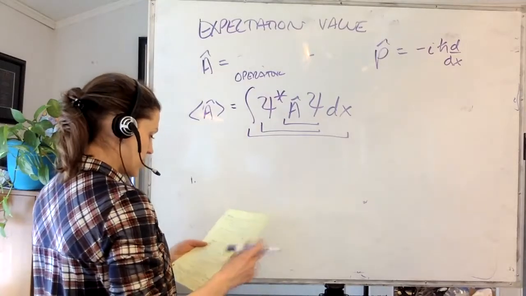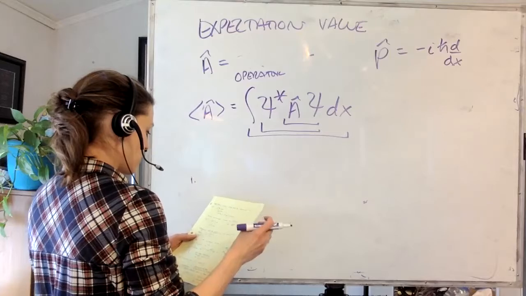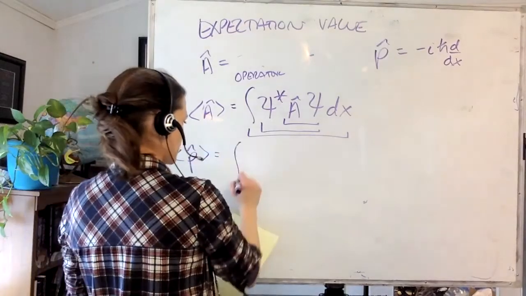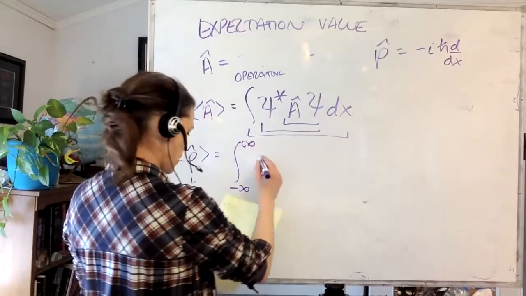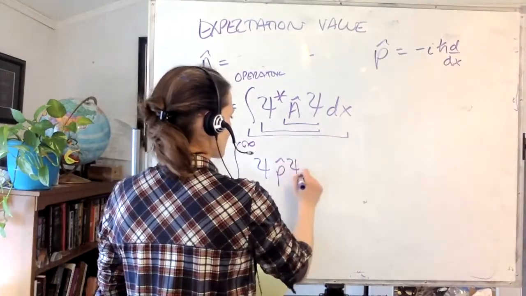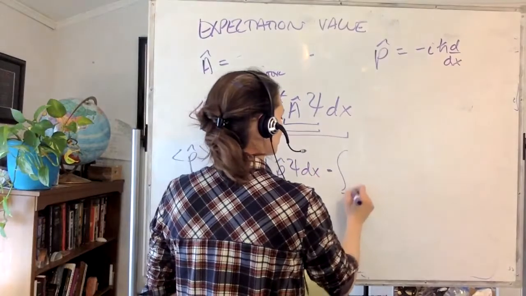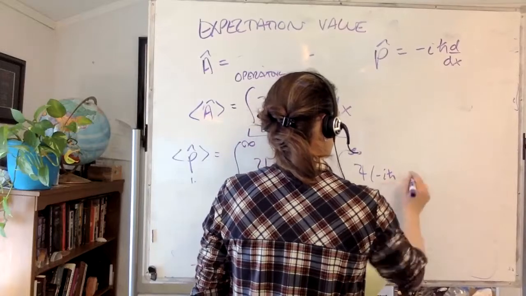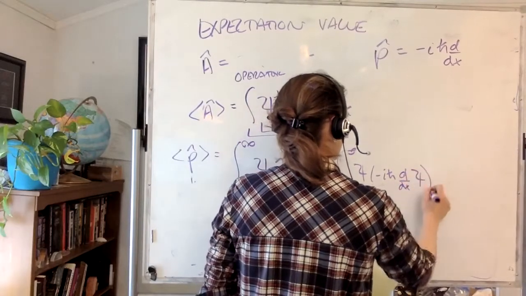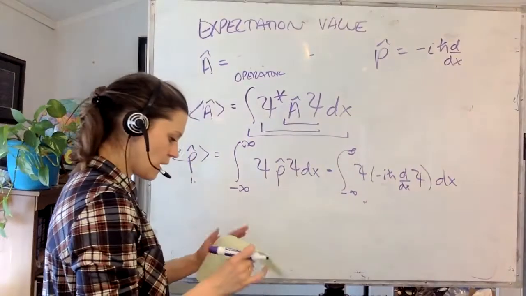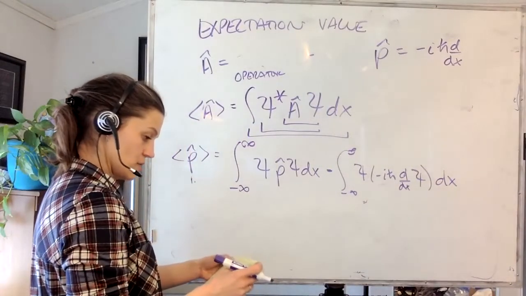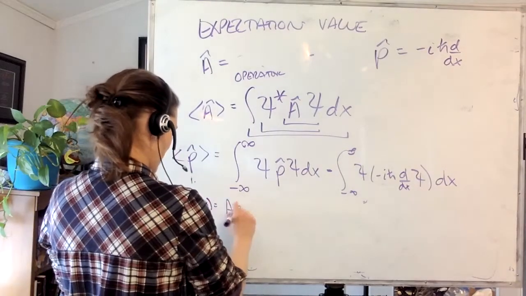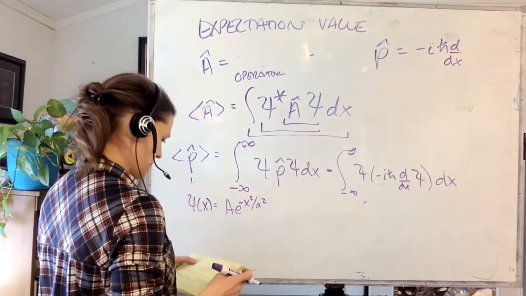So here's our example. Let's say the expectation value of P hat is equal to the integral from minus infinity to infinity, so over all space, of psi star P hat psi dx. This equals the integral from minus infinity to infinity of psi star times minus i h bar d/dx psi dx. And let's see, my psi of x is for the harmonic oscillator. That's cool. So I've got A e to the minus x squared over a squared.